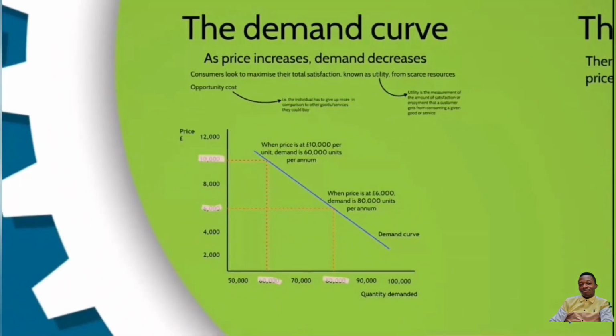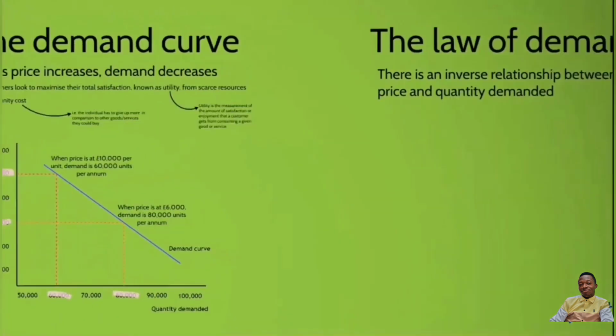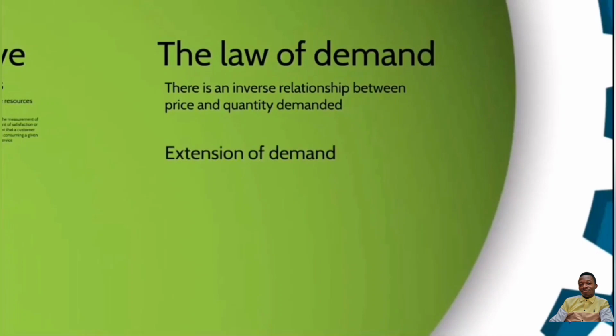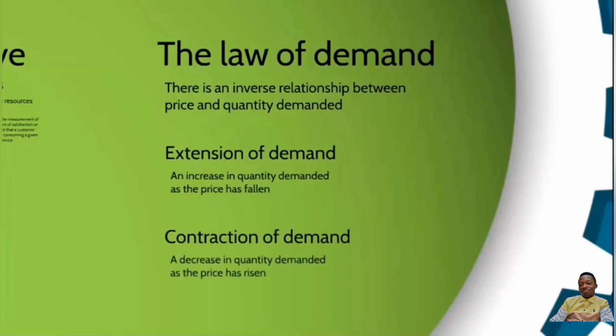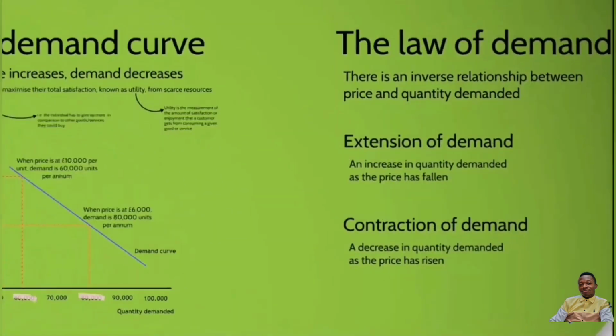So now we understand what the demand curve shows and how it operates. But there are some other things we can learn from the demand curve. We can see here we've looked at 2 separate points on the demand curve, at a price of £10,000 and at a price of £6,000. Movement between these points would be known as a shift in the demand curve. This is where we're going to talk about extension of demand and contraction of demand. Extension of demand is an increase in quantity demanded as the price has fallen. A contraction of demand is a decrease in quantity demanded as the price has risen.